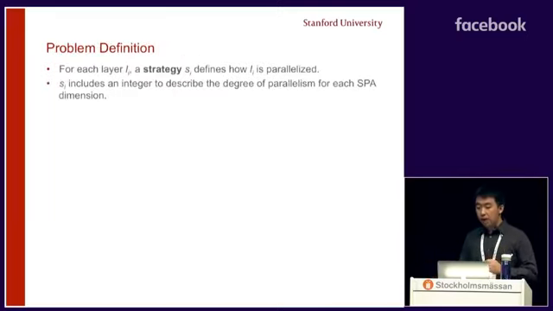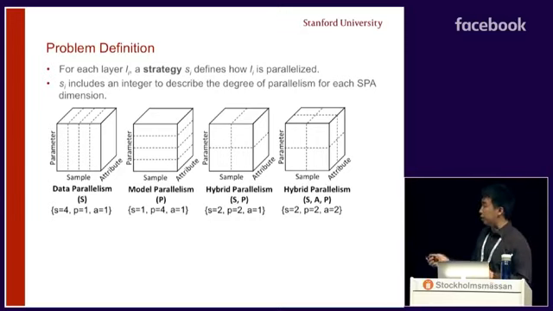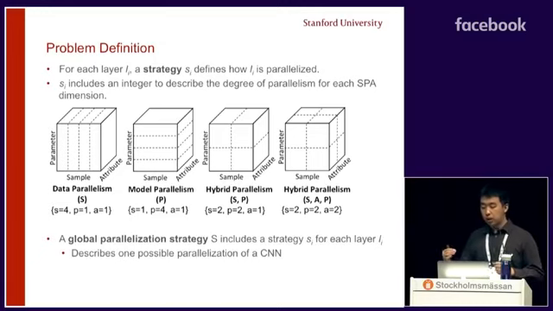To formalize the problem, for each layer, we define a parallelization strategy S_i to describe how the layer is parallelized. S_i includes an integer to describe the degree of parallelism for each sparse dimension. For example, these are some example parallelization strategies we have seen previously. And we can use three integers to describe different parallelization strategies in the sparse search space. And we use a global parallelization strategy S, which includes a strategy for each layer, to describe one possible parallelization of the entire convolutional neural network.